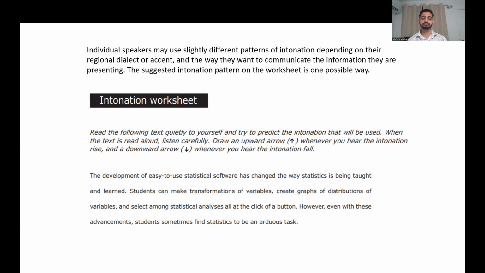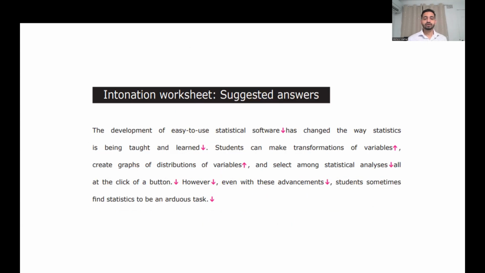One possible answer. Okay, so this is the suggested answer. Here you can see we've got down arrows and up arrows. And you know what, this is a little bit contradictory as well, because some of the arrows here, for example, however, has a down arrow here. Later on we'll see an up arrow there as well. So I think Pearson is also a bit confused about where they should use rising and falling, but obviously at the end of the sentences, normally you see a downward arrow, which makes sense as well.